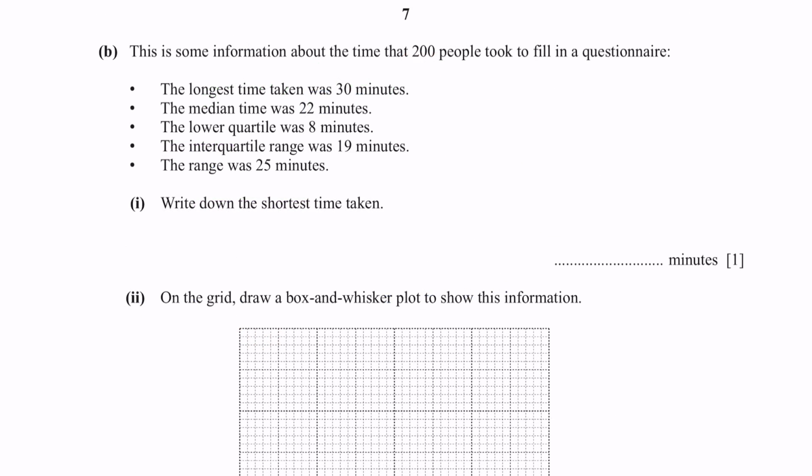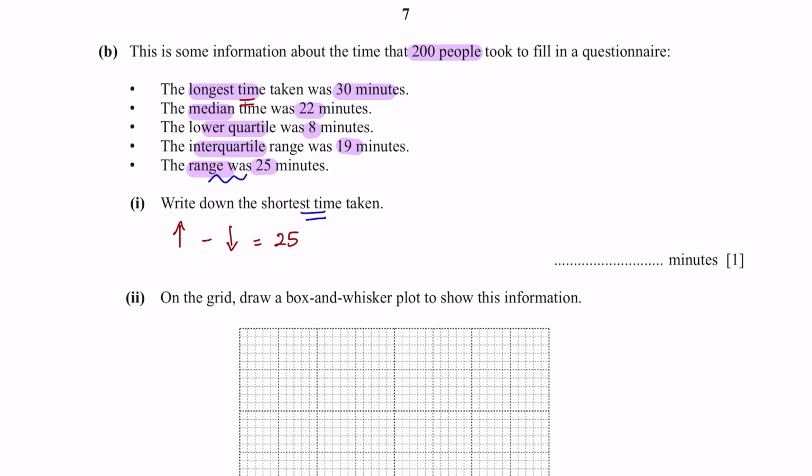Next question B. This is some information about the time that 200 people took to fill in a questionnaire. The longest time taken was 30 minutes, median 22, lower quartile 8, interquartile range 19, and the range was 25. Question part A, write down the shortest time taken. Range means biggest value taking away the smallest value. So that would be 25.